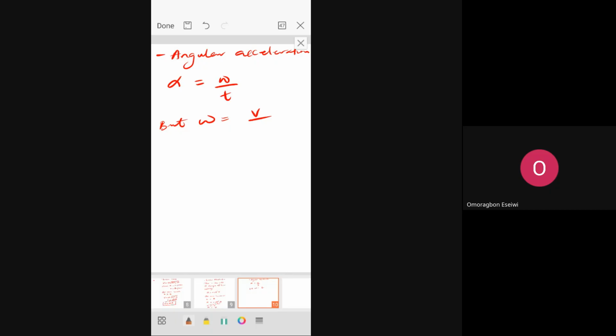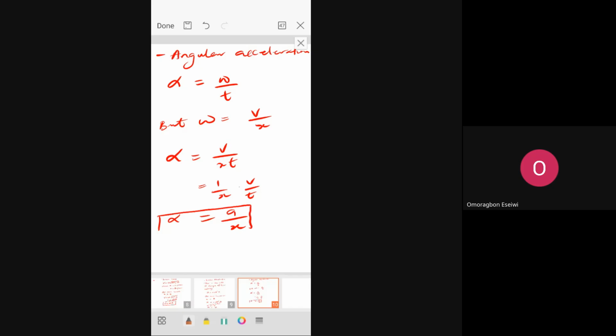So omega is V all over X, where X is the displacement from the mean position at any point at all. So from here, if I make the substitution, alpha becomes V all over xt, which can be written as 1 all over x multiplied by v over t. And v all over t is actually my acceleration a. So I have that alpha is written as a all over x. So you see that. This is the formula to calculate alpha.